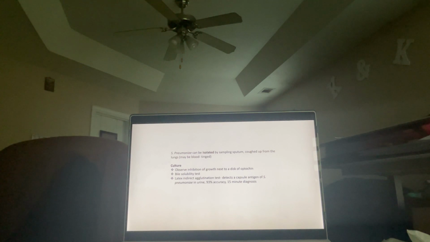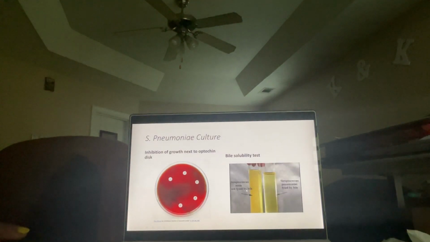Bile solubility test. And you can also do a latex indirect agglutination test. It detects a capsule antigen of Streptococcus pneumoniae in the urine. It's 93% accurate, and you get a diagnosis within 15 minutes.